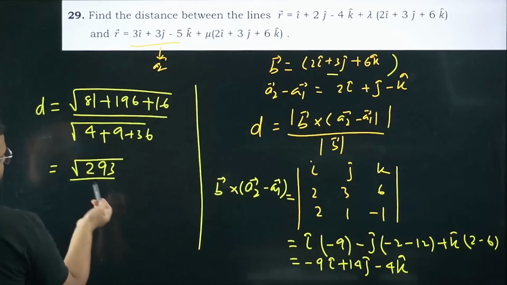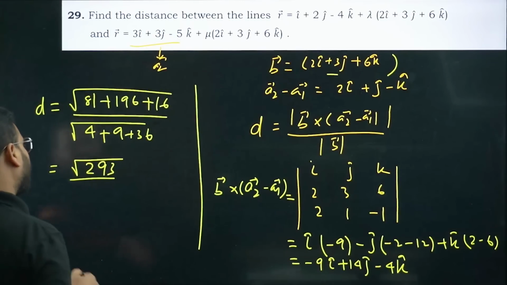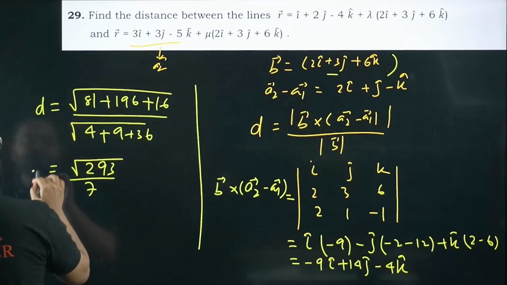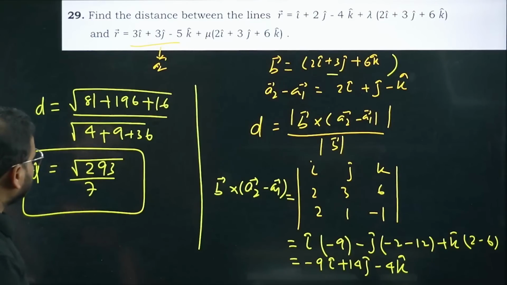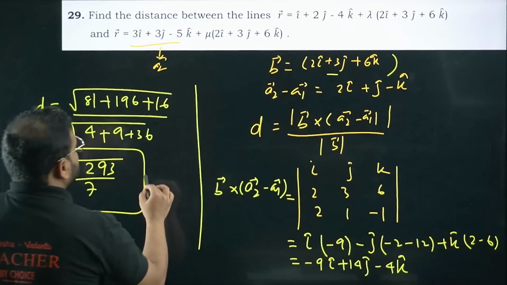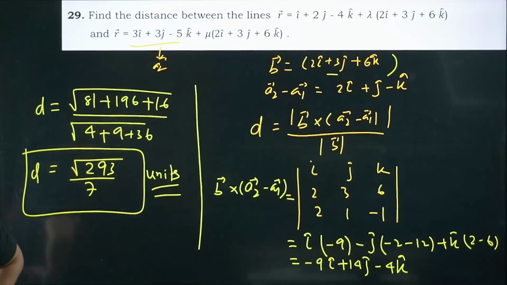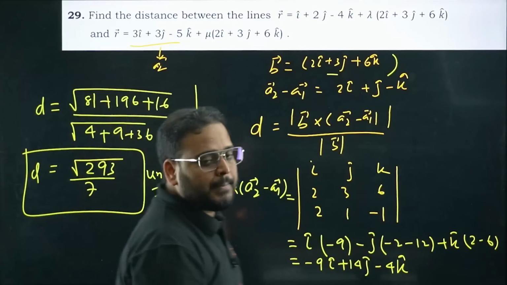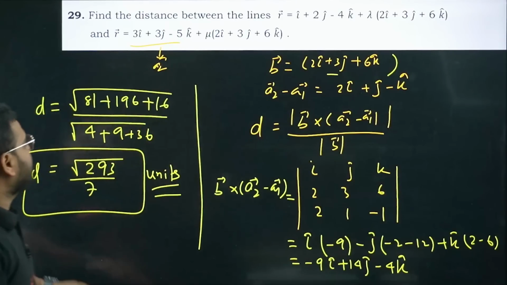We can't take the factor of that, okay? What are you gonna get in the denominator? 49, so 7. Answer is this only, please check. This is the answer. D is root 293 upon 7 units, distance. So units, have a look. This is clear. Please check, simple problem, done. If you know the formula, you can get the answer. So formula has to be done, very, very important.